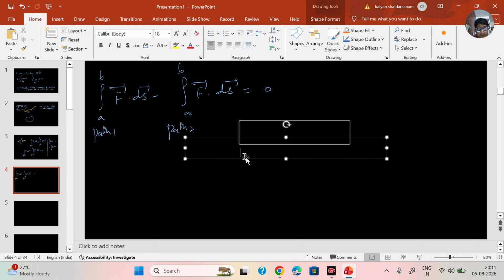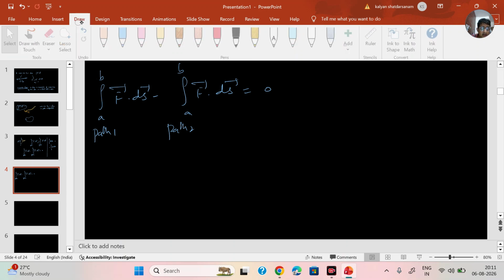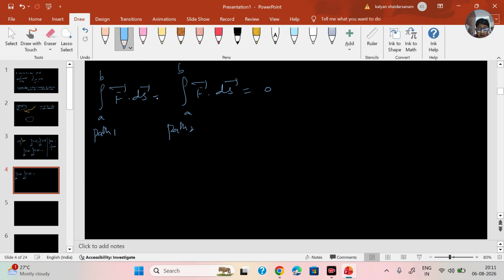Let me keep it here. Now what I can do here is reverse these limits. Instead of from a to b, I will write from b to a, and I must put a minus sign, but there is already a minus sign, so I'll make it plus.